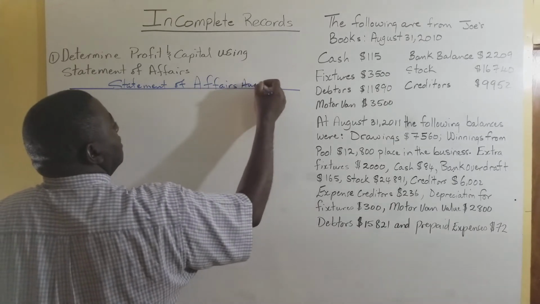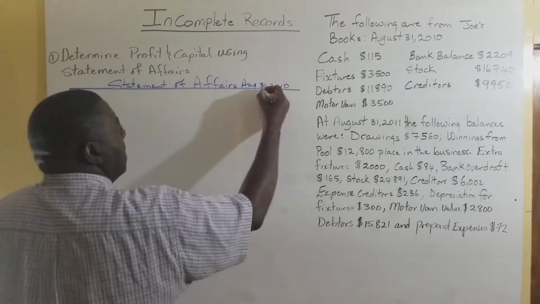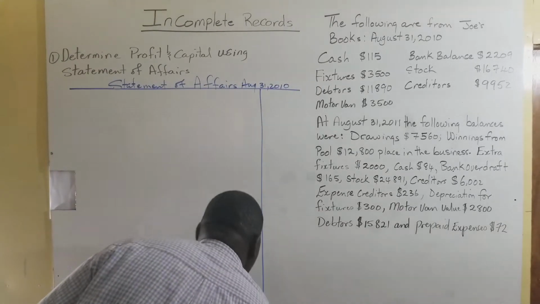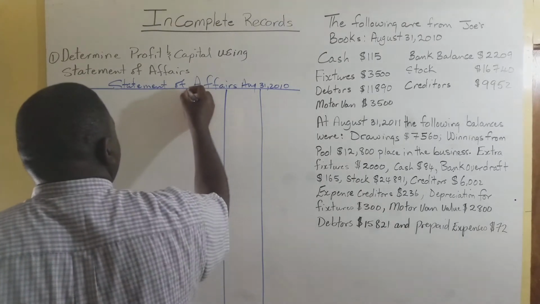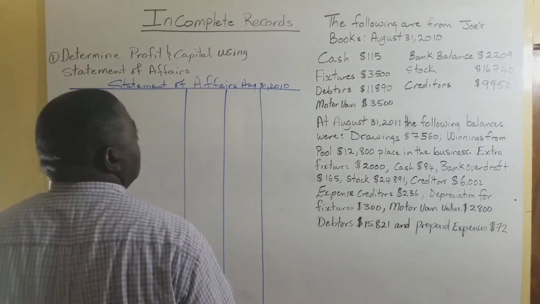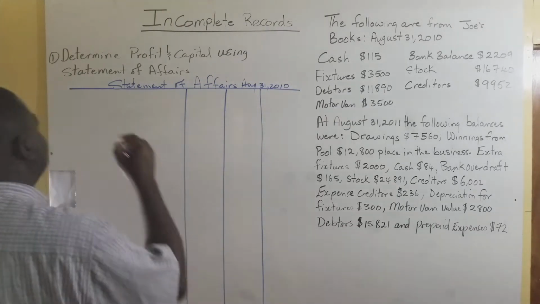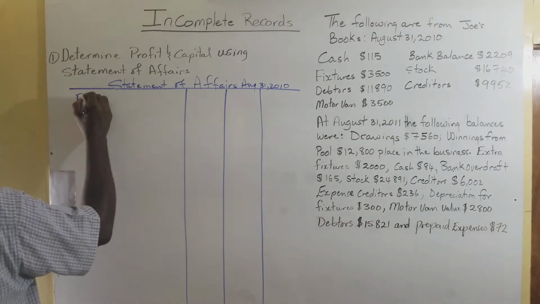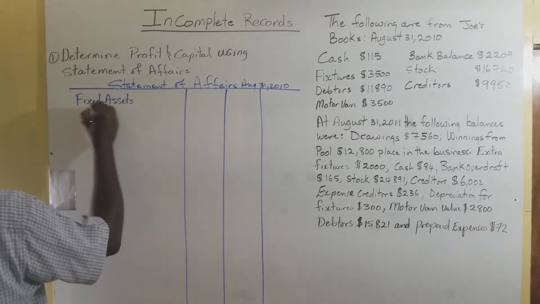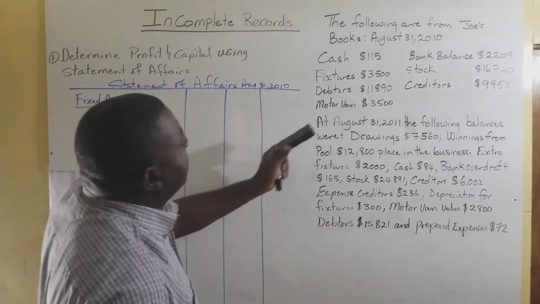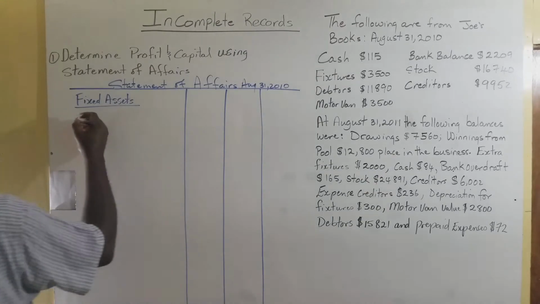August 31st, 2010. All right, so we're going to put in the information. Now we are starting with the fixed assets. And our fixed assets, we have motor van and we have fixtures. So we're going to start.